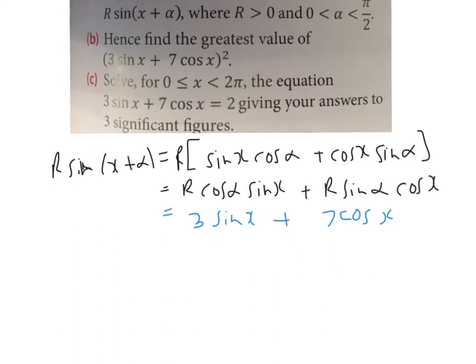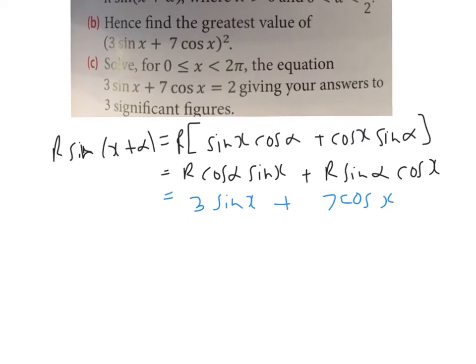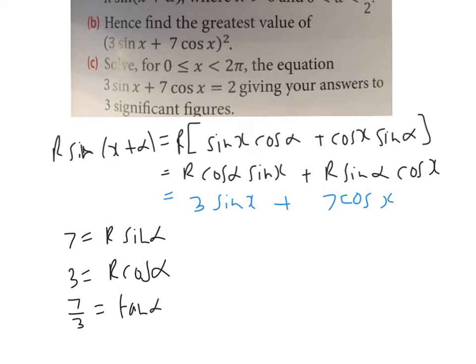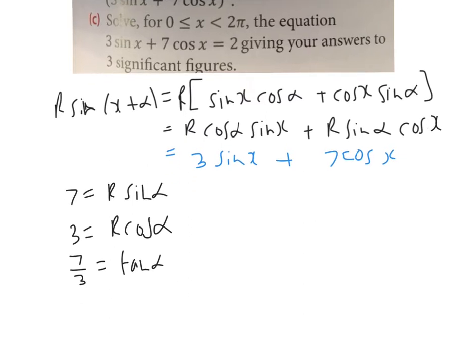Okay, so if that's true, then we can look at the coefficients of sin x and say that 3 is equal to r cos alpha, and if we equate the coefficient of cos x, we can say that 7 equals r sin alpha. Dividing the first equation by the second equation, we get that tan alpha is 7 over 3, so alpha is equal to 66.8 degrees. And then go back to get r.